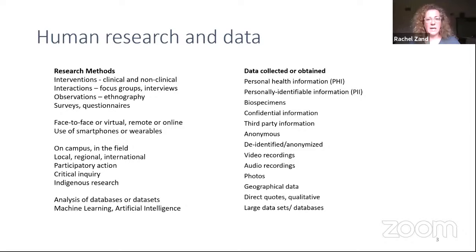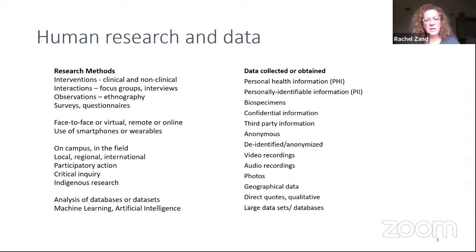And then there's analysis of databases or data sets, and that may be individual analyses or the use of machine learning or artificial intelligence. And then the data that's collected through these methods include personal health information, personally identifiable information, biospecimens that could have genomic information, also confidential information. So if people are doing, say, critical inquiry research into companies and their practices, there may be confidential information that needs to be protected.